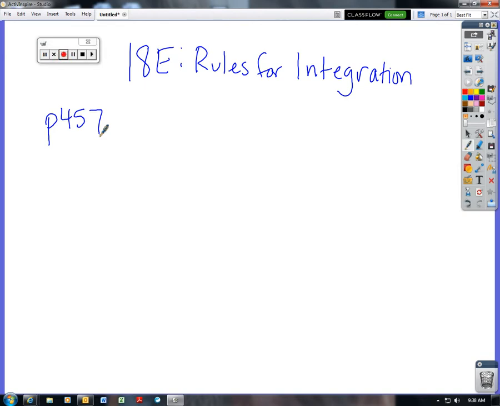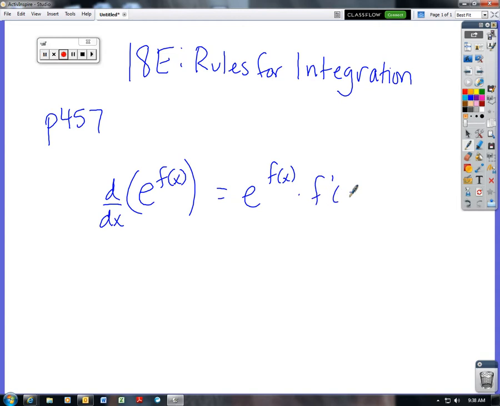You might notice that the IB uses a little different notation, like, for instance, e to the f, they say the derivative of e to the f of x is e to the f of x times f prime of x. Whereas we had said the derivative of e to the u is e to the u times du. So just slightly different notation, but all of those should look familiar to you.